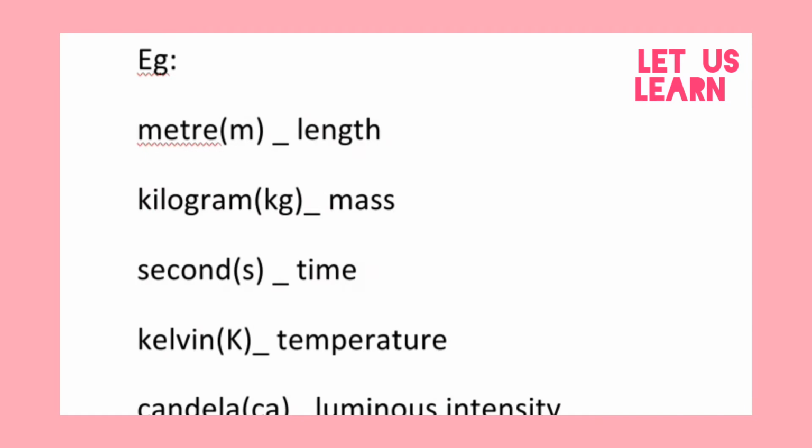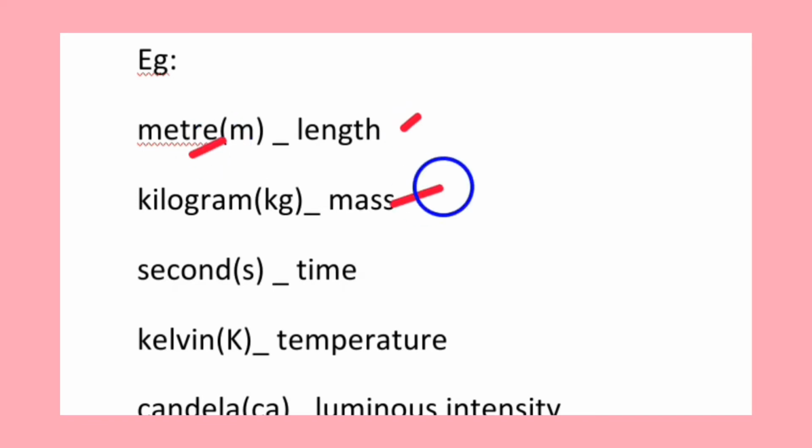Examples of basic fundamental units are: length is measured in meter. Meter is the basic fundamental unit of length. Mass, kilogram, with the symbol kg. Time, second. Temperature, Kelvin. Luminous intensity, candela. Electric current, ampere. Quantity of substance, mole.